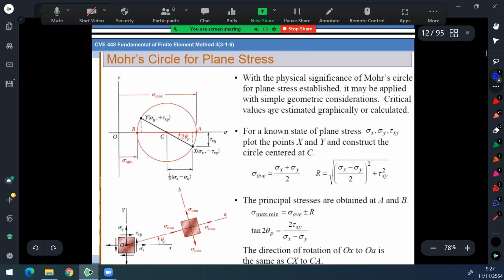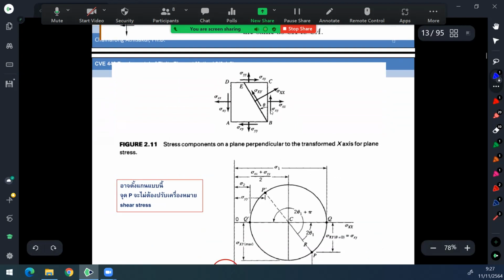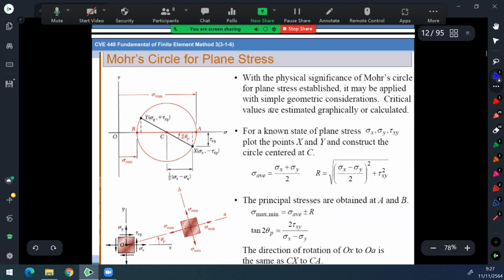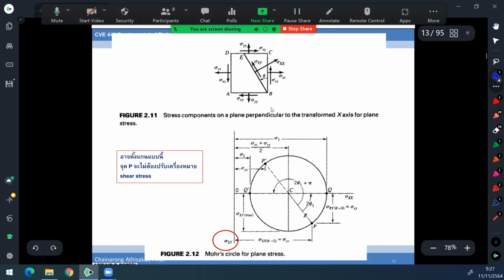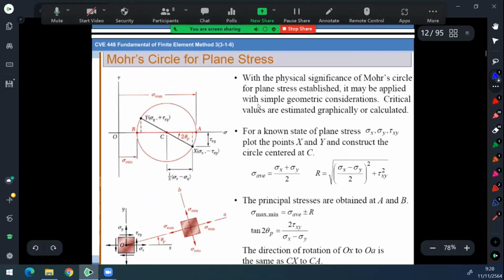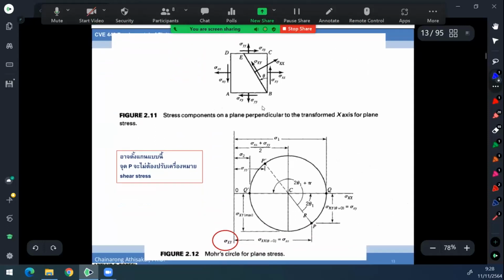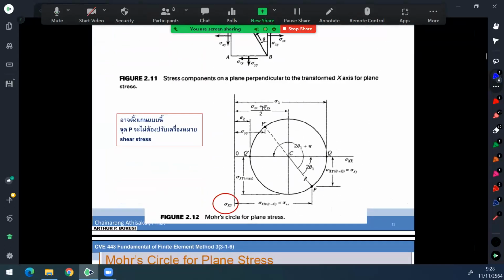If we move to the Mohr circle, you may plot it like this. This is the text of Ferdinand Beer. But if we apply the text of Boresi instead, you will see that the direction of sigma xy is downward as positive. That may be different in some texts, but the content is just the same. It may be different in some textbooks.